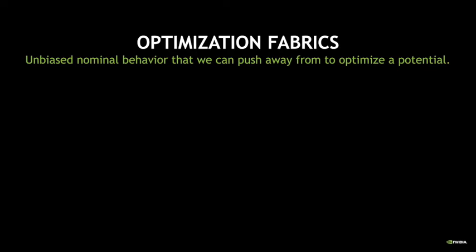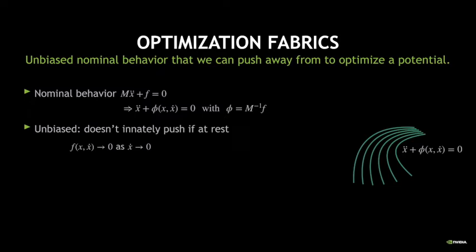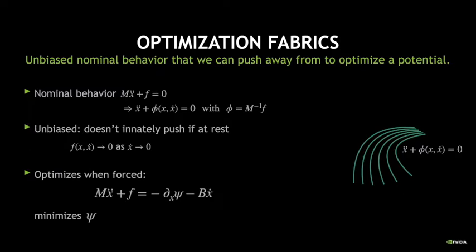So that brings us to optimization fabrics, our most recent theoretically founded tool set for designing RMPs. And at a high level, we can think of an optimization fabric as an unbiased nominal behavior that we can push away from to optimize a potential. To decompose that, we have a nominal behavior, which we can think of as a set of paths that we want to follow. It's unbiased, as in it doesn't innately push the system if it comes to a rest, which means we can force it and optimize.